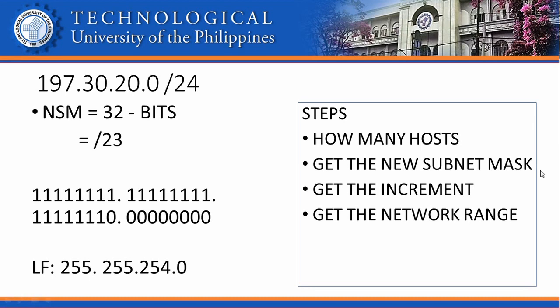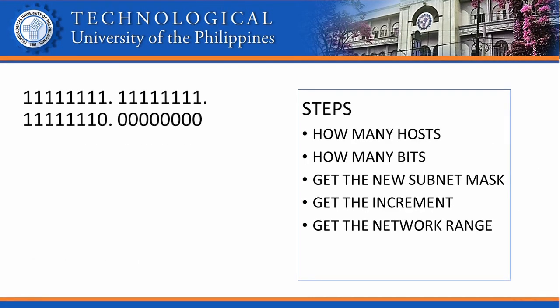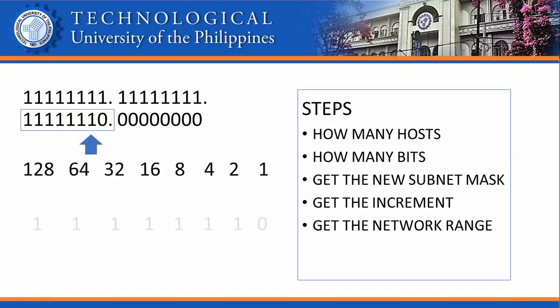Okay? So, we have to get the increment na for our fourth step. And labas natin ulit yung binary notation na long format. Okay? Saan dyan yung may pinakahuling value na octet? Yon, no? Our third octet. Kasi yung pinakahuling 1 natin, nandoon. So, anong value ng pinakahuling 1 natin? It is 2. So, ang increment natin ay 2. Okay.